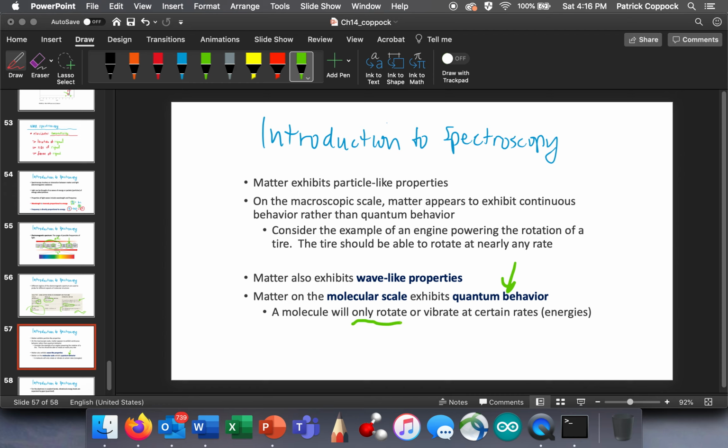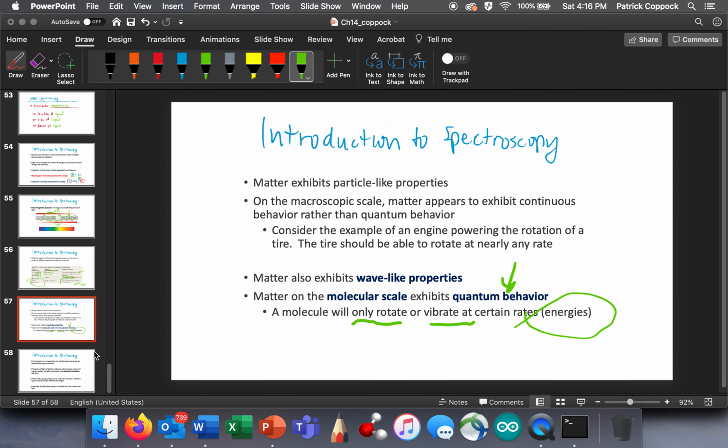Now, this is interesting too. A molecule is only going to rotate or vibrate at certain rates. It's a little hard to appreciate exactly what is meant by that, and I'm not even going to dwell on it. Let's say that it's quantized. They can only rotate and vibrate at certain rates and at certain energies, and those energies are the energies that get absorbed. That's all I'm going to say about that.